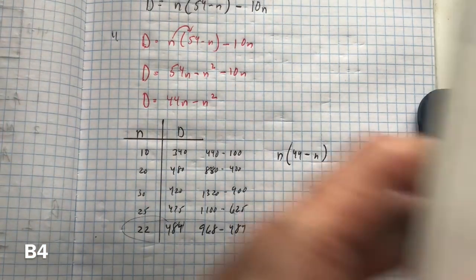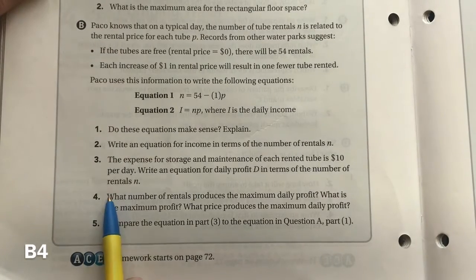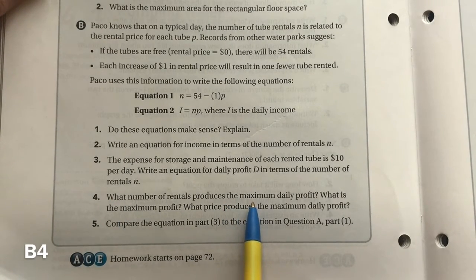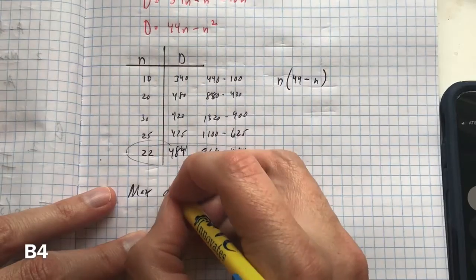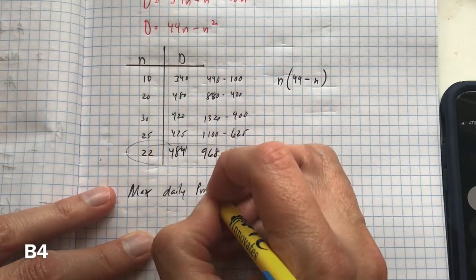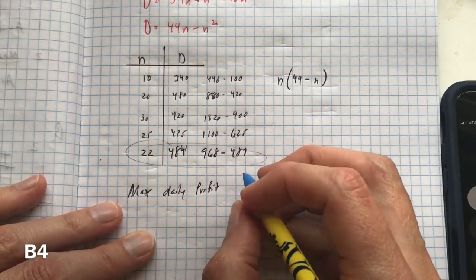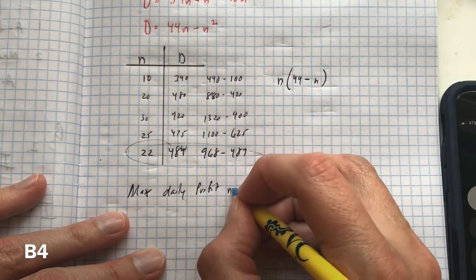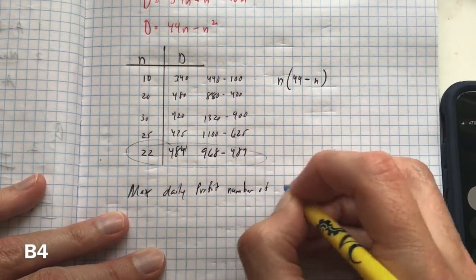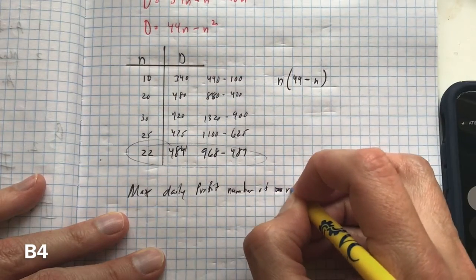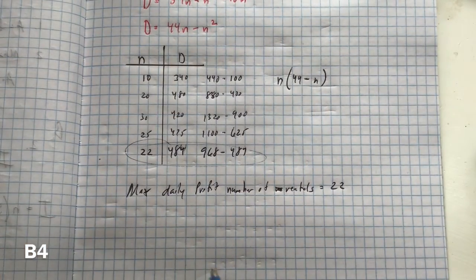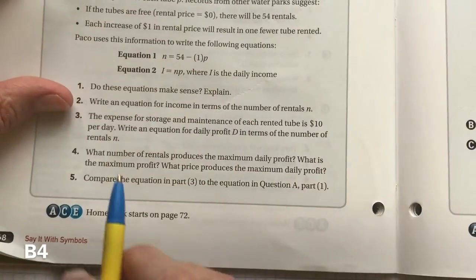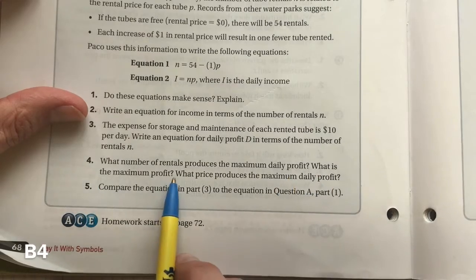So remember we had a couple of questions here. Our questions specifically are what number of rentals produces maximum daily profit, okay? So max daily profit, for the number of rentals, it's 22 rentals in that case. So that's one of our questions. The other question is, what is the maximum profit?